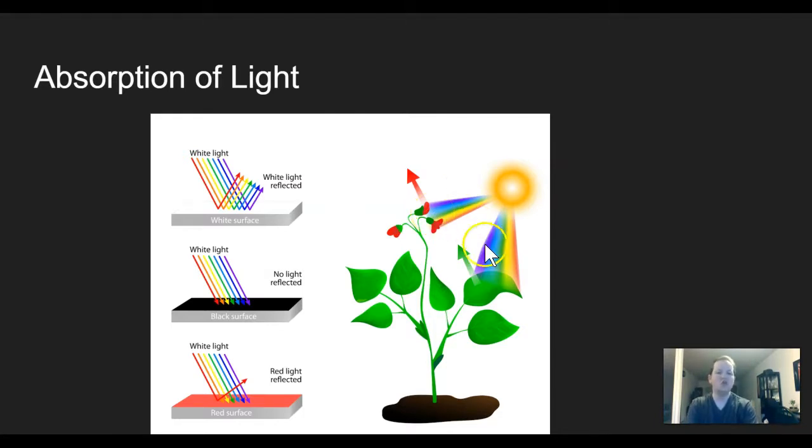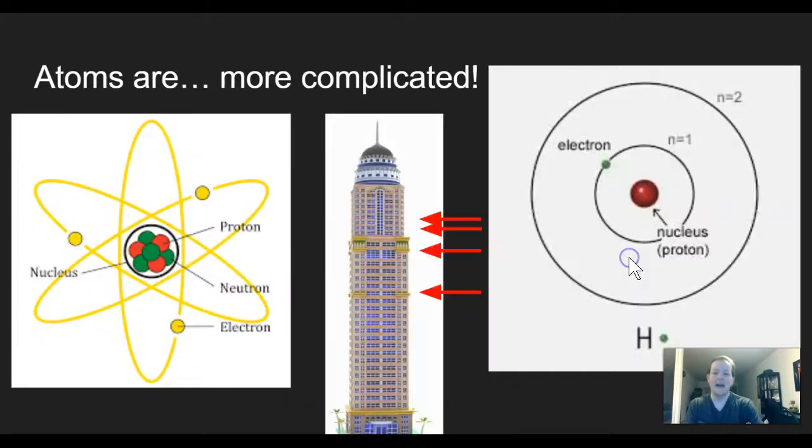But again, what's going on? If we zoomed in, what does it mean for light to be absorbed? And in a little bit, what does it mean for light to be reflected? Okay, what's happening at that atomic level? To get into this, we need to, of course, revisit atoms. And atoms are a bit more complicated than how we've been approaching them.